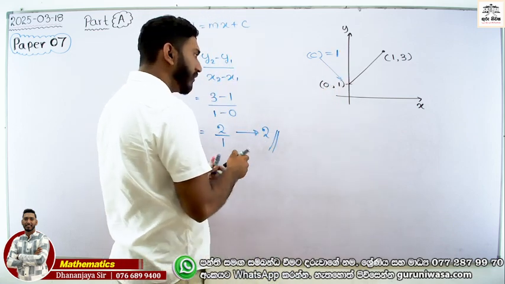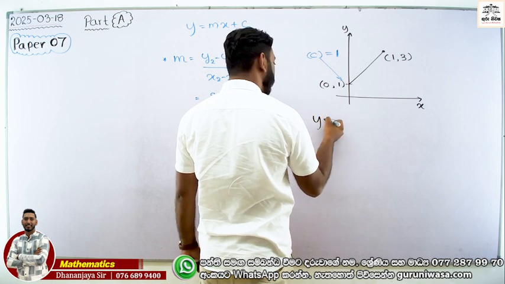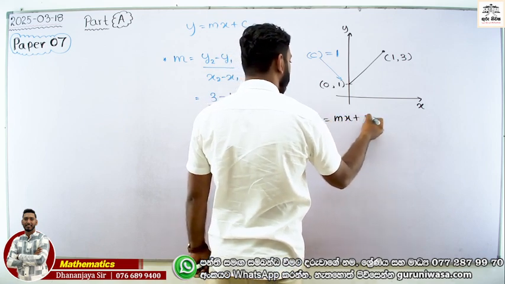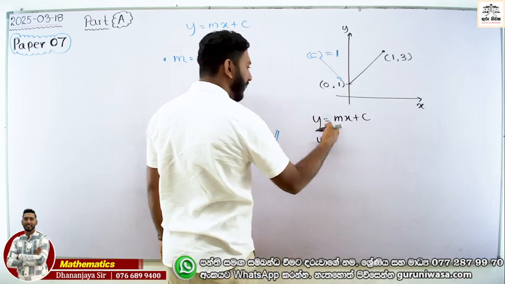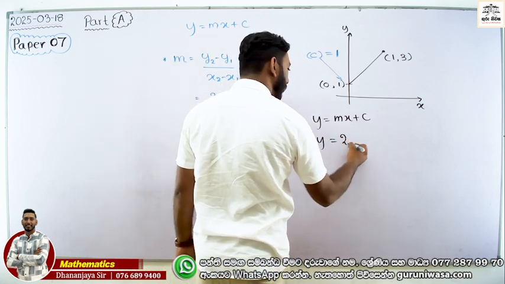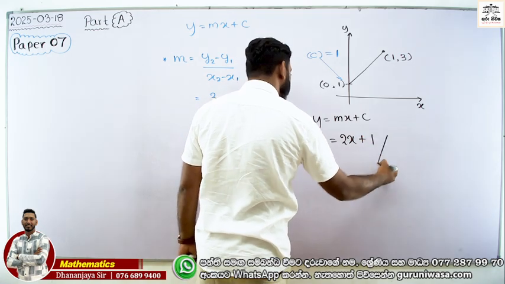Now what is the equation? Y equals mx plus c. Therefore y equals, the gradient becomes 2, so this becomes 2x plus 1. Easy.